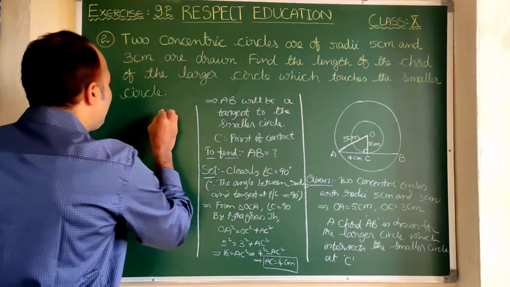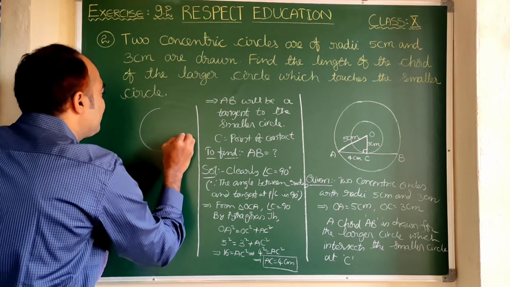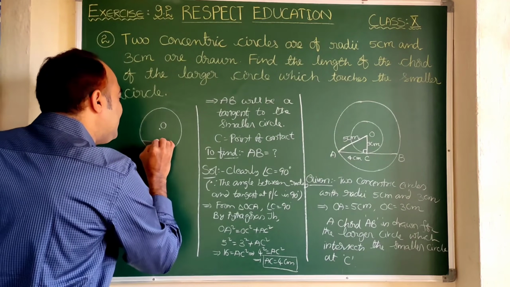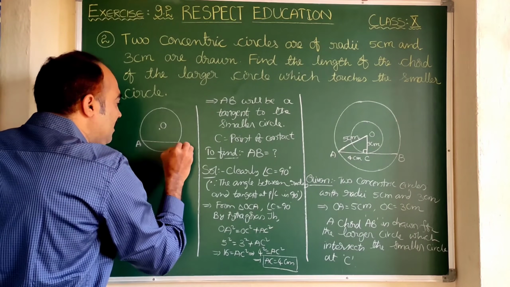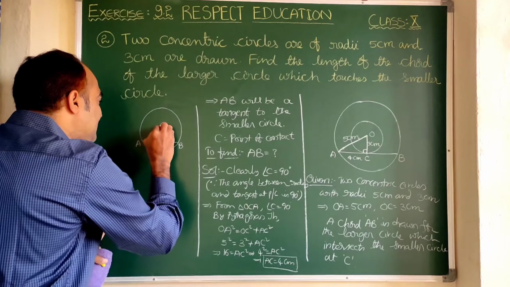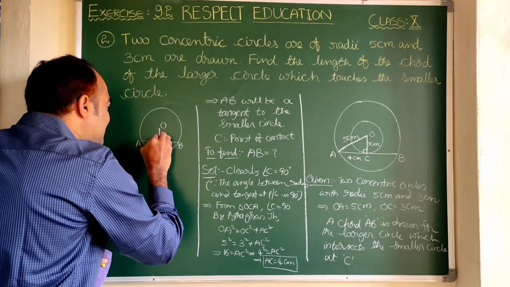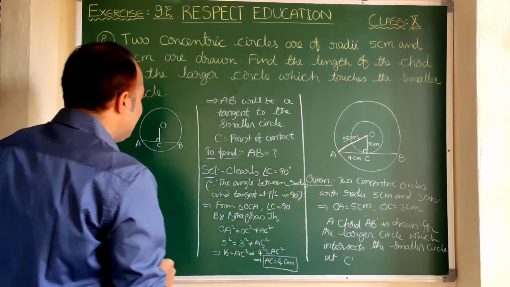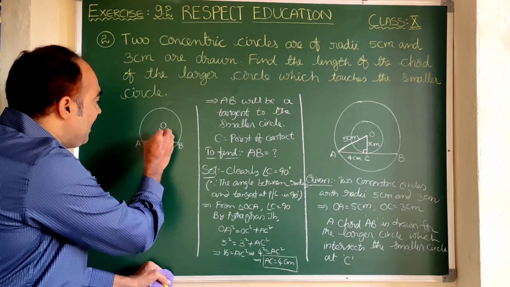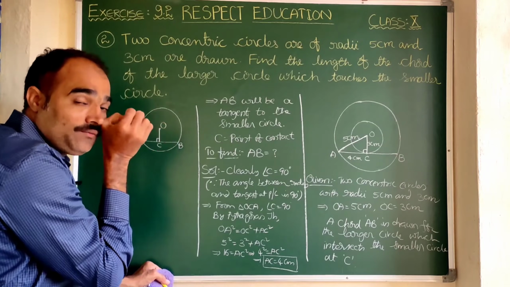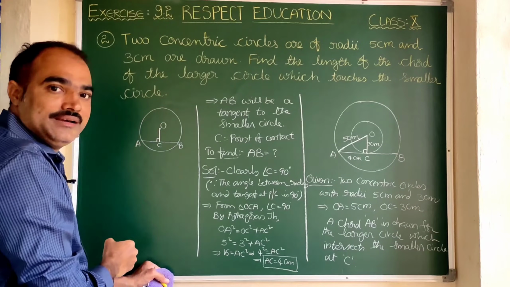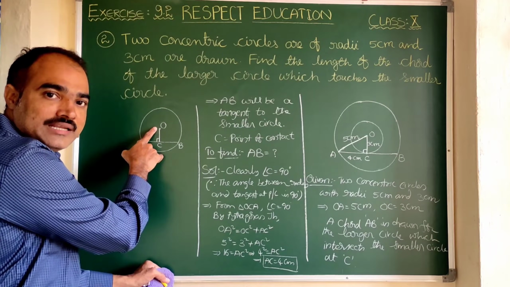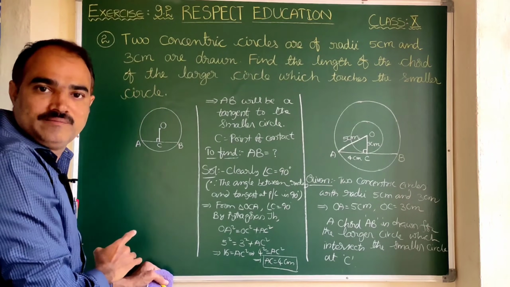So here I am drawing here once again. Here O is the center of the larger circle. And here what is AB? AB is a chord. And here what is the angle at C? Angle at C is 90 degrees. Right. That means here you understand a line. Which kind of line? Perpendicular line. A perpendicular line drawn from the center of a circle to a chord bisects the chord.